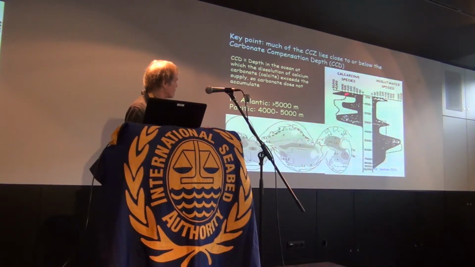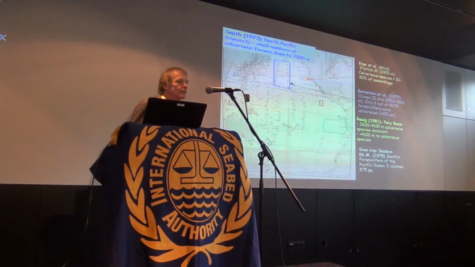And this Russian data from a paper by Saidova shows that calcareous forams disappear at around about 4,000 meters in the Pacific, and below about 4,000 meters, you get simply agglutinated forms. There are no calcareous species. This is because of the CCD. This actually isn't strictly speaking true.